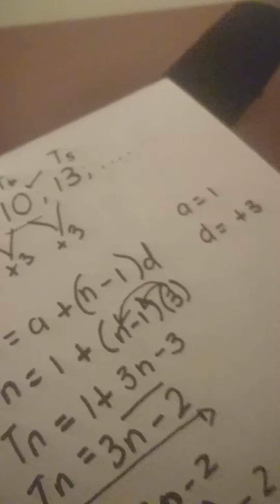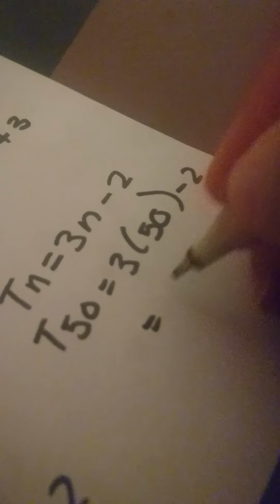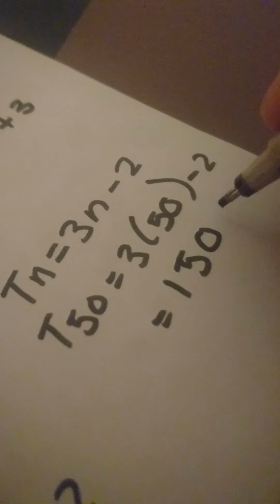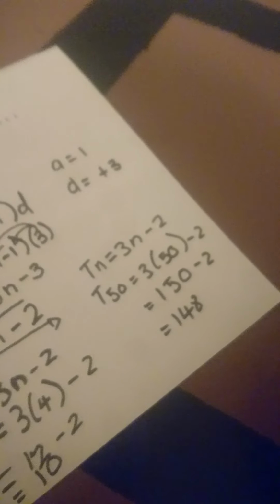If we want to work out term 50, we would say Tn equals 3n minus 2. T50 equals 3 times 50 minus 2. 3 times 50 is 150, minus 2, which equals 148. So we know that in this pattern, the 50th term is going to equal 148.